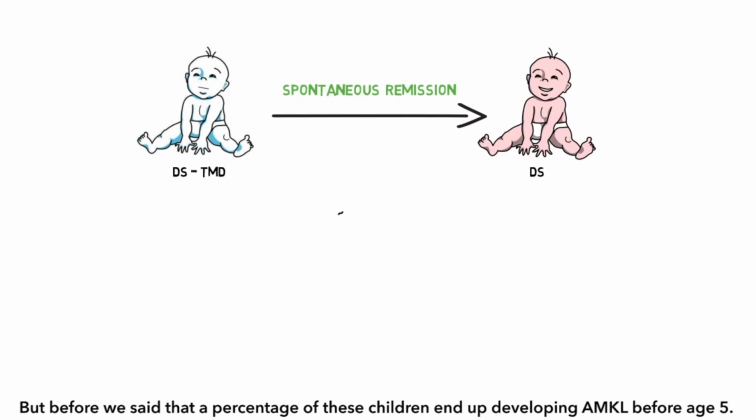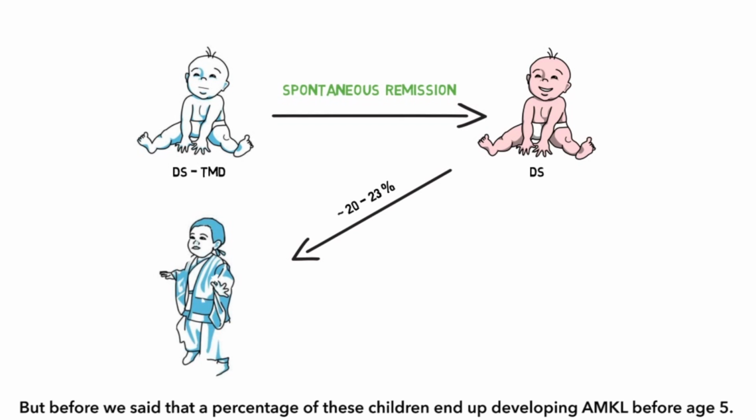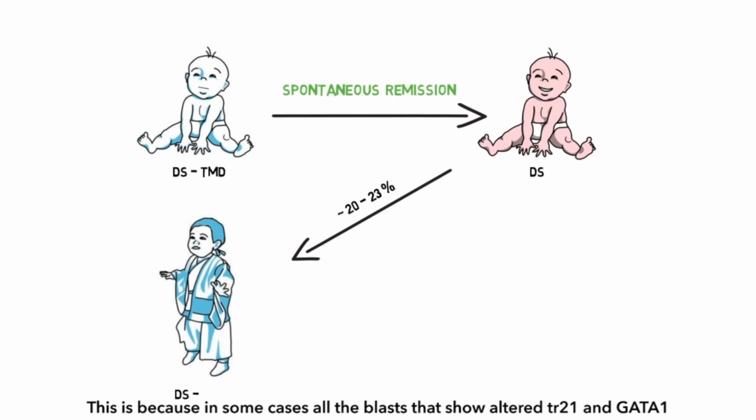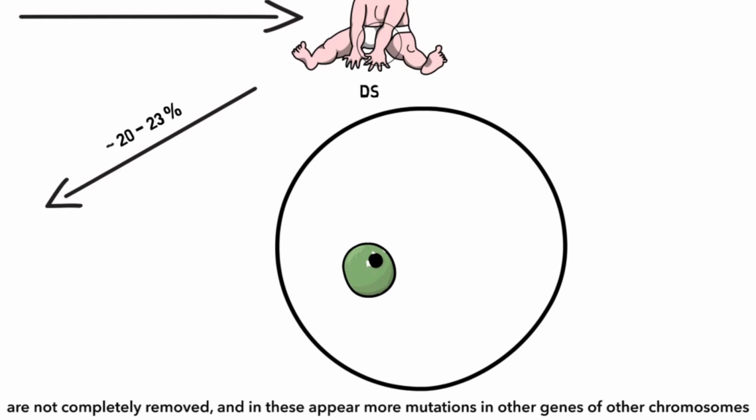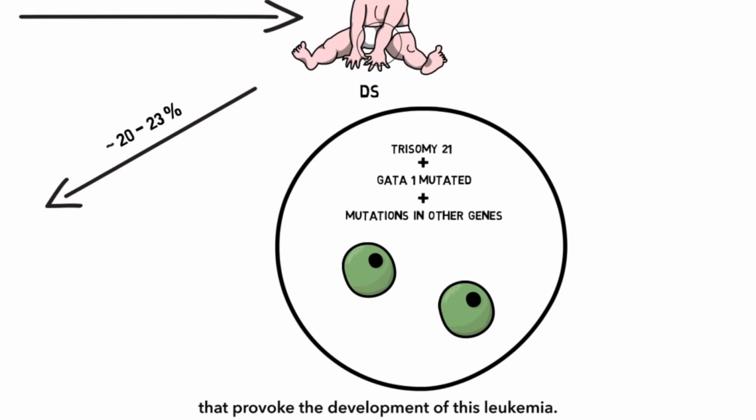But before, we said that a percentage of these children end up developing AMKL before age 5. This is because in some cases, all the blasts that show altered trisomy 21 and GATA1 are not completely removed, and in these appear more mutations in other genes of other chromosomes that provoke the development of this leukemia.